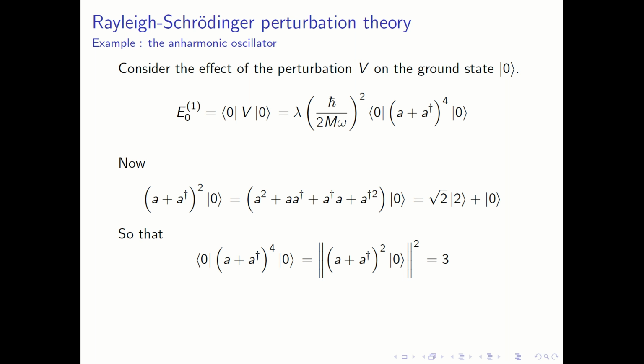And now that we have this result, that this particular expectation value is simply 3, we can plug that back here and we get the first order energy correction as 3 lambda times h cross by twice m omega whole square.